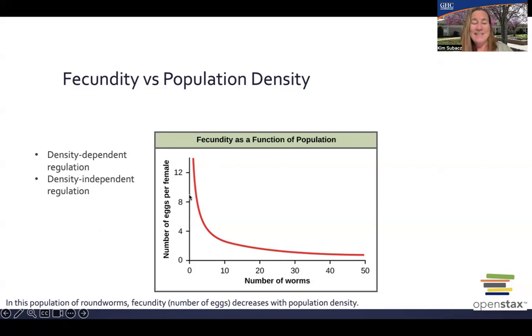There could also be density independent population regulation. So that's when something outside of the population regulates it. So a natural disaster, for example, comes along and wipes out half the population. That is absolutely density independent population regulation. The number of animals had nothing to do with that natural disaster.